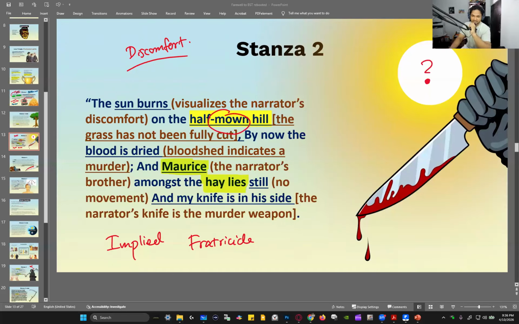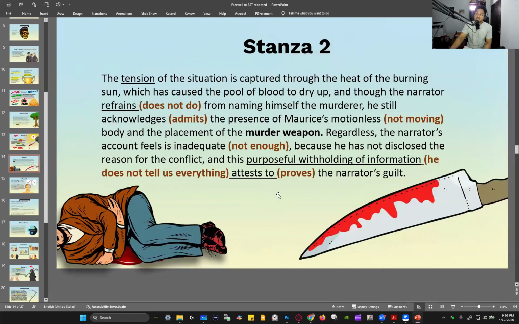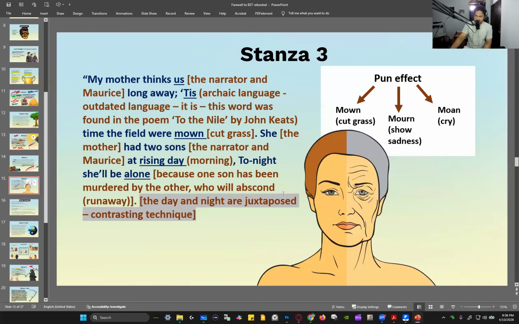Absolutely, Amina, this is a fratricide. The narrator has killed his brother. What is the name of the narrator's brother? Maurice. Maurice amongst the hay lies still, and my knife is in his side.